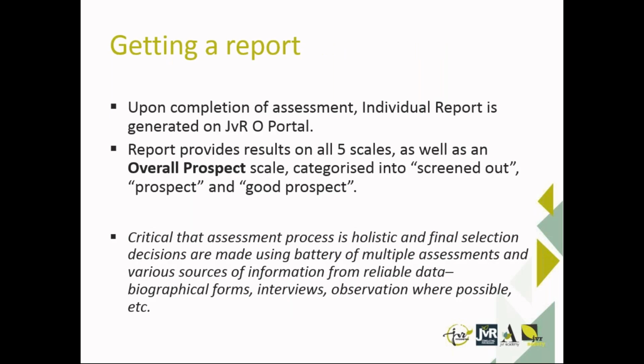So how do we go about getting a report? Upon completing this assessment, be it online or hard copy, your individual report is generated on the JvR Online portal. Your report provides results on all 5 scales: words, numbers, detail orientation, dependability, and emotional stability. You will also be provided with a result of your overall prospect, where you are categorized into screened out, prospect, or good prospect. We will be looking at a report shortly and how to interpret this.